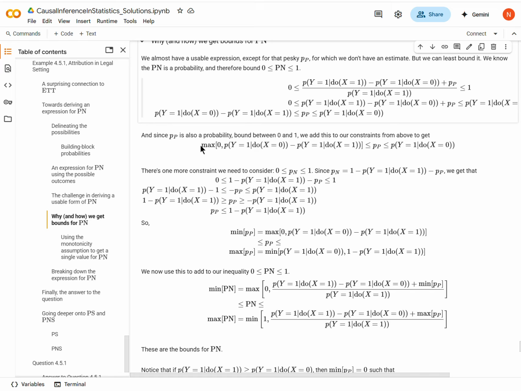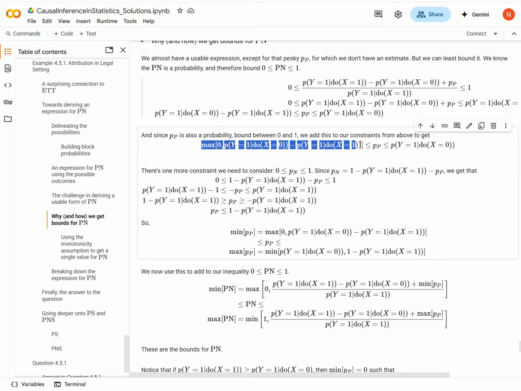And so what that looks like is this lower bound right here can take on 2 options. It can take on either 0, or it can take on this right here. Okay, right? Because this value could be negative actually, but we know that P sub P can't be less than 0. Okay, so if this expression is negative, then we just say that the lower bound is 0. All right.